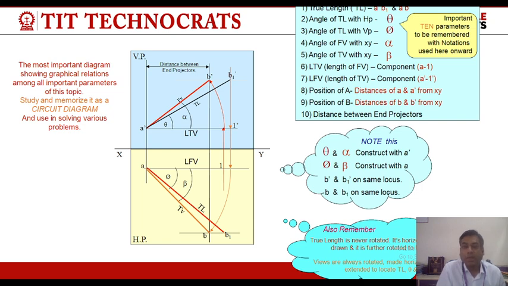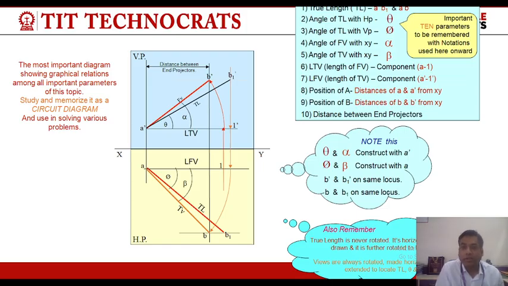The angle of the final front view of a line with XY is called alpha, that is the apparent angle of the front view. Similarly, the angle of the top view with XY is called beta, that is the apparent angle with VP. When the line is inclined to HP, the top view of the line will be of reduced length. Similarly, when the line is inclined to VP, the front view of the line is of reduced length.